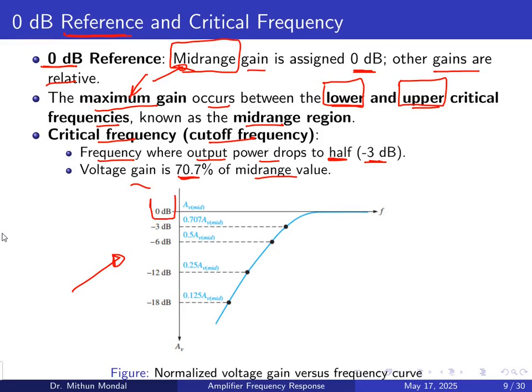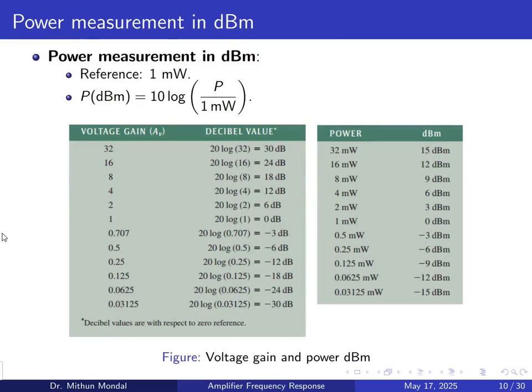If you see this 0 dB, which is the reference, this is the maximum value of the voltage gain. This is the mid-range. Now, if the voltage gain falls to 70.7% of the maximum, then we are talking about minus 3 dB. If it is falling to 50% of the maximum, then we are talking about minus 6 dB. So this way we are going in the minus dB frequency response or the gain, and 0 dB is basically the reference from where we are measuring.